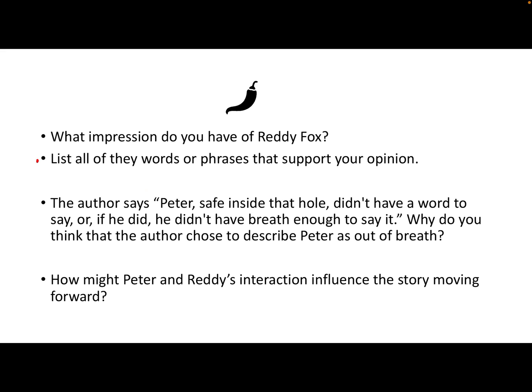Finally, how might Peter and Reddy's interaction influence the story moving forward? The fox might try to get him, I would say, because that's normally the sort of cat and mouse games. It's a little bit like Tom and Jerry. The bad guy tries to get the good guy and the good guy gets away, or the good guy tries to get the bad guy and actually captures him. So I thought the fox might keep trying to get him, and that's what the story's about. The fox is always trying, because he might get hungry. So every time he doesn't get the rabbit, he gets a little bit hungrier, so he might have to try to be a little bit more cunning.